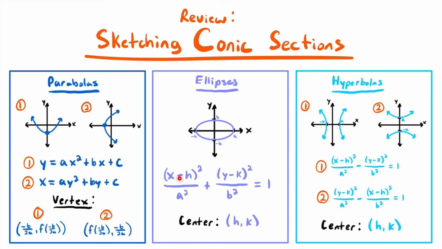Okay, if you had x plus h, then obviously negative h would be the x-coordinate, and if you had y plus k, then negative k would be the y-coordinate of the center, because the standard form is assuming that you have x minus h and y minus k.